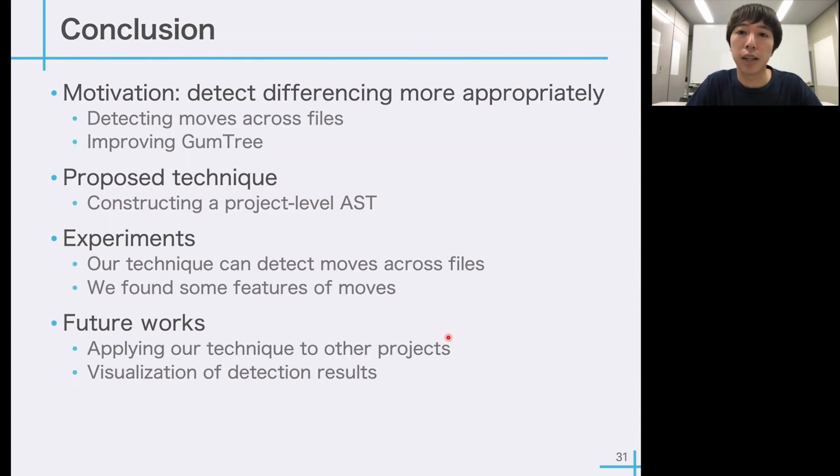Conclusion. In this study, we propose a new technique of detecting code moves across files. Our technique is to construct a project-level AST from all source files in the project. We carried out experiments, and our technique could detect moves across files. As future work, we should apply our technique to other projects and visualize the detection results.